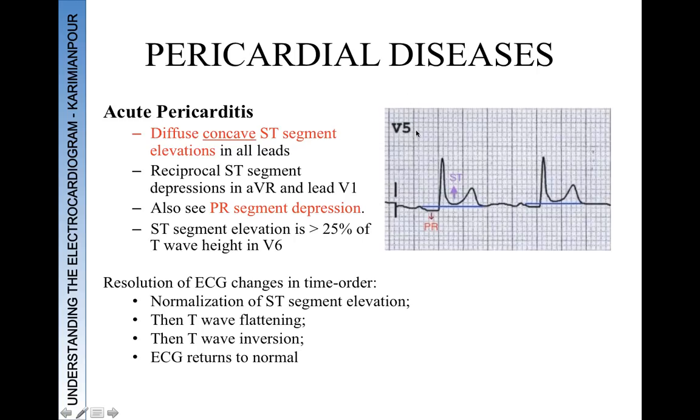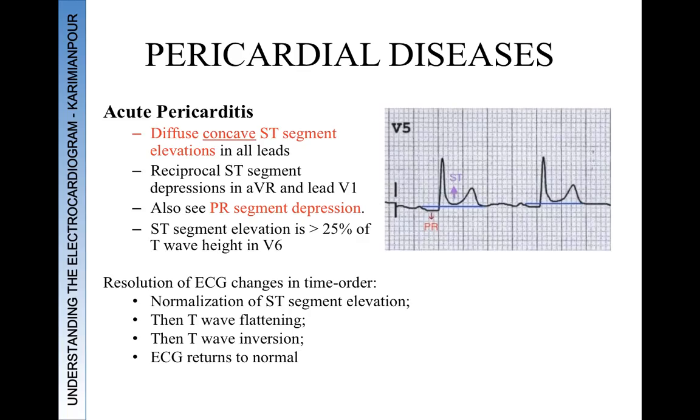I know this is lead 5 I'm showing you here, but that is a minor criteria. I guess I don't even know if it's a criteria, but it's something minor. The other major thing is that you may see PR segment depression. The PR segment is depressed in the majority of the leads. And in AVR and V1, where everything else is opposite, you may actually see PR segment elevation with the ST segment depression.